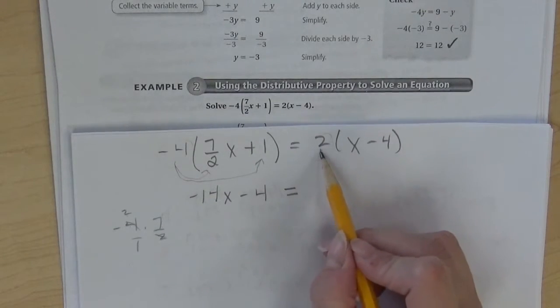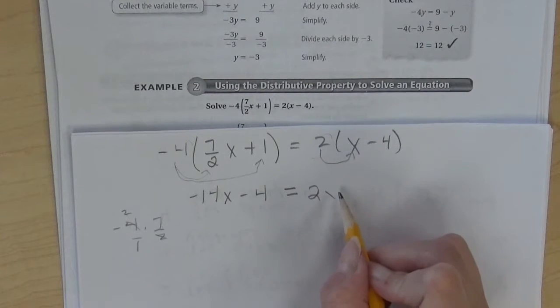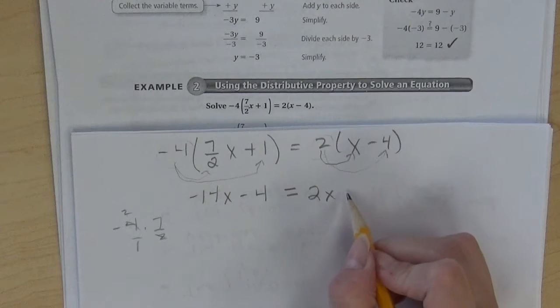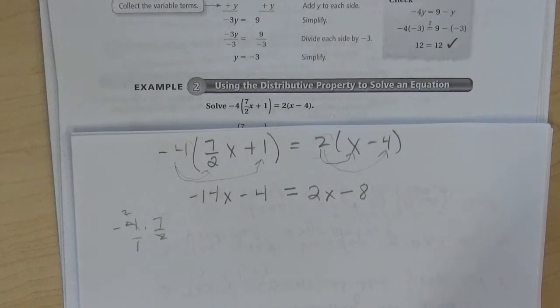And then on the other side, 2 times x is 2x. And 2 times negative 4 is negative 8. So I'm going to say minus 8. Now it looks like example 1. So we need to get all the x's on the same side. If you want to add 14x to both sides, it's okay to do that. It'll just put your x on the right side of the equation.